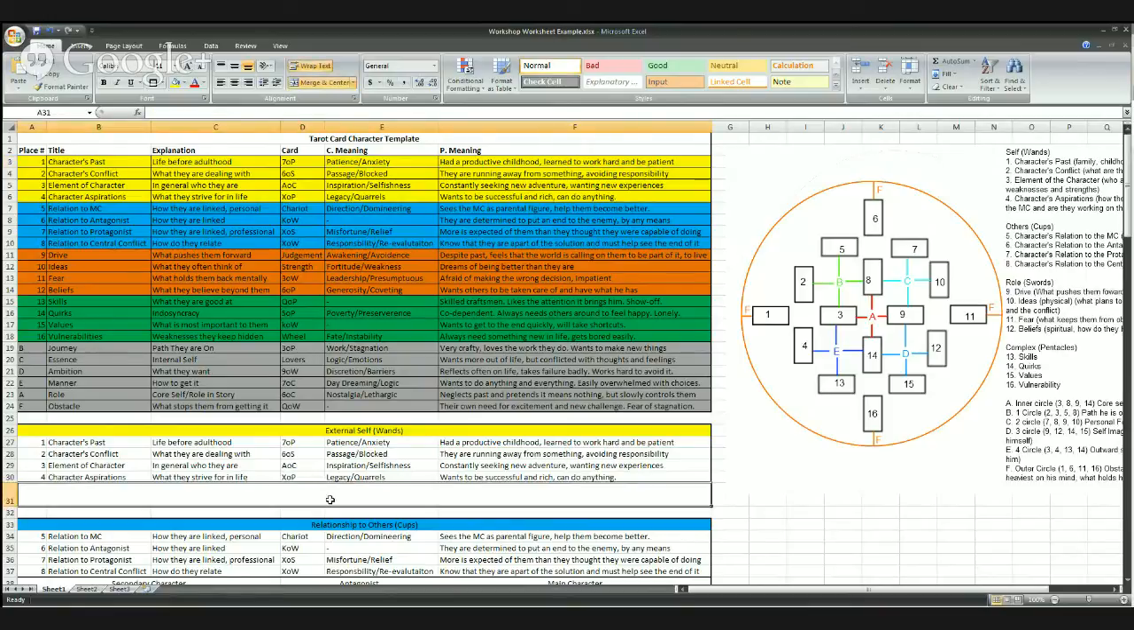So we start with the external self. Had a productive childhood, learn to work hard and be patient. They're running away from something, avoid responsibility, constantly seeking new adventures, wanting new experiences, and wants to be successful and rich, can do anything. And then what we do in this box here is we write something.